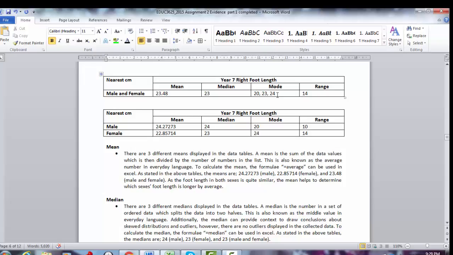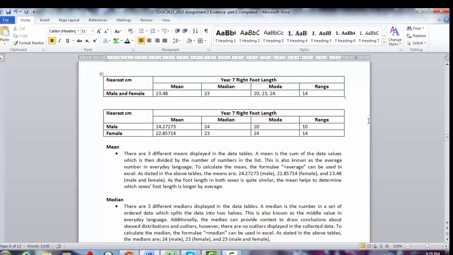While using the formula in Excel to determine the mode, the function did not allow for multiple mode numbers, as this data has 20, 23, 24 all as duplicates. The formula only shows the first number displayed in the data table, which is actually 20.